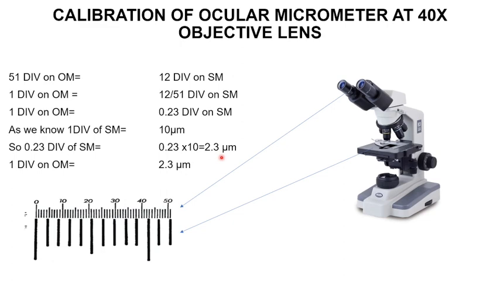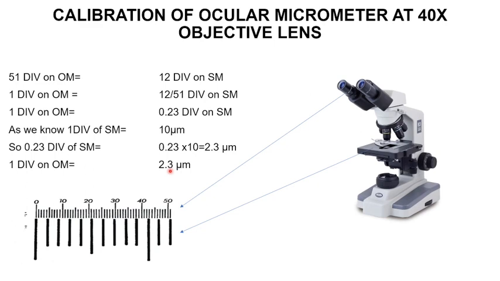So 0.23 divisions of stage micrometer equal 2.3 micrometer. And it means that if 1 division on ocular micrometer is equal to 0.23 divisions on stage micrometer, and the value for this 0.23 division is 2.3 micrometer on stage micrometer, then this 1 division on ocular micrometer is equal to 2.3 micrometer.